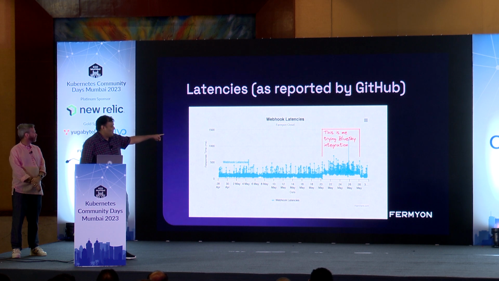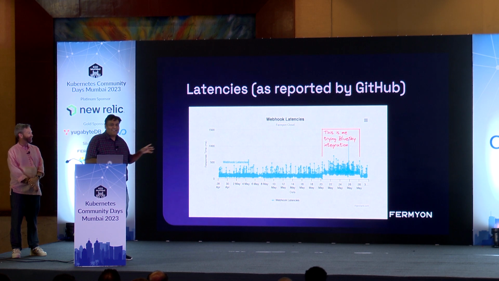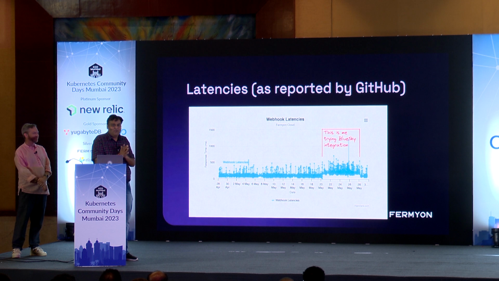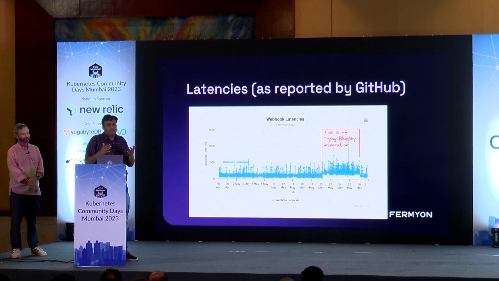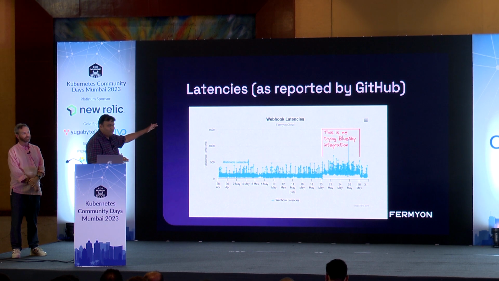That spike there is Blue Sky. I was trying to do the Blue Sky integration, and the Blue Sky APIs are a little slow, and the WebAssembly team is working on making sure we can do asynchronous HTTP requests as well. So once that is there, those spikes will die down as well.